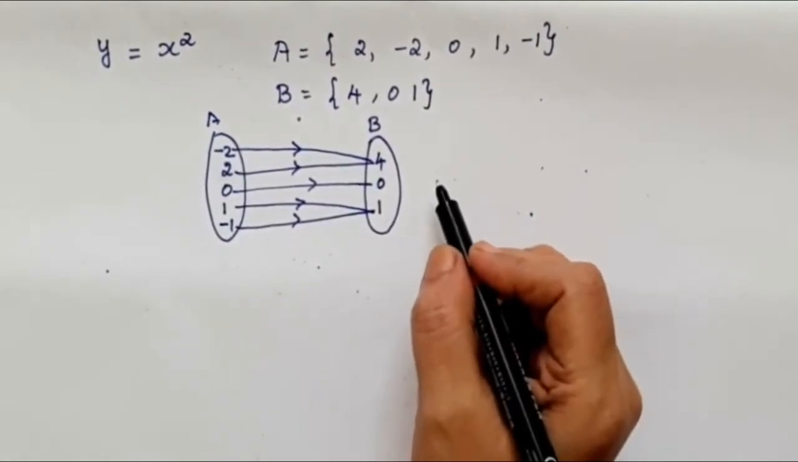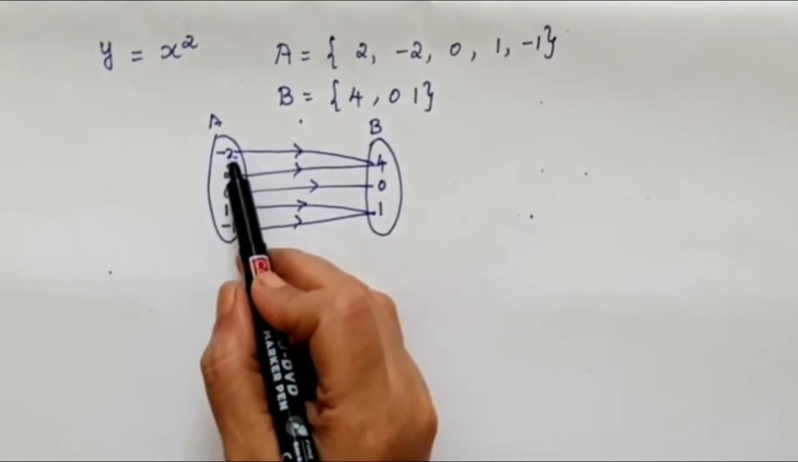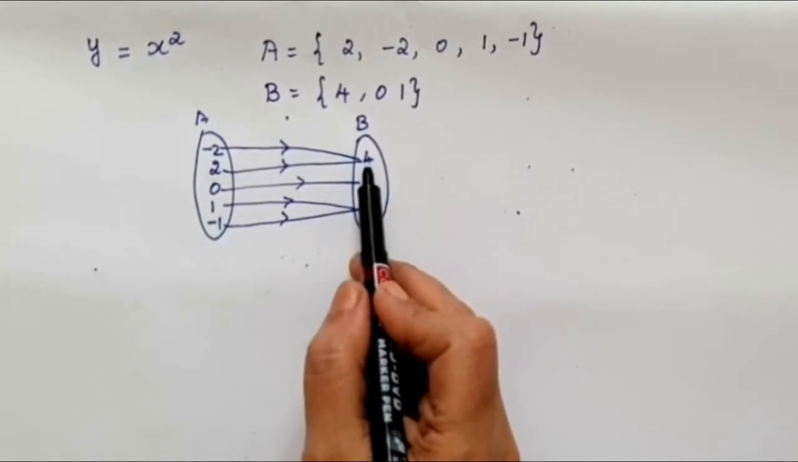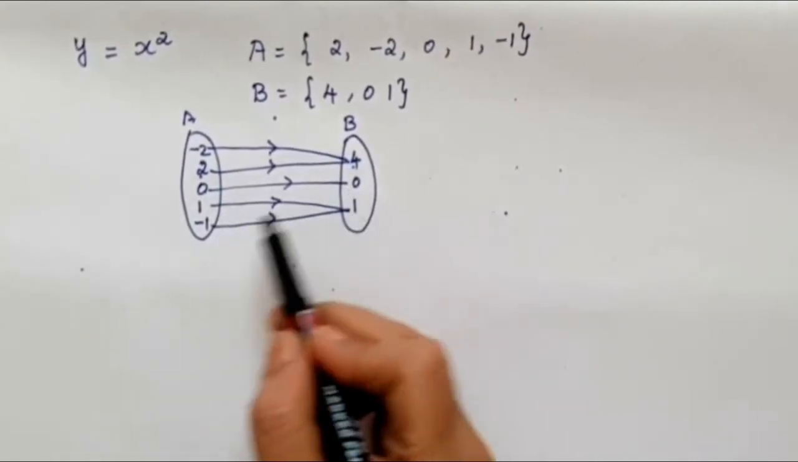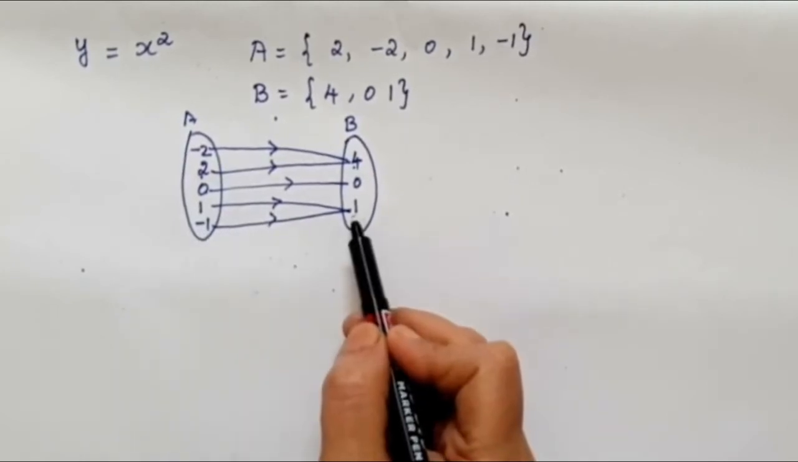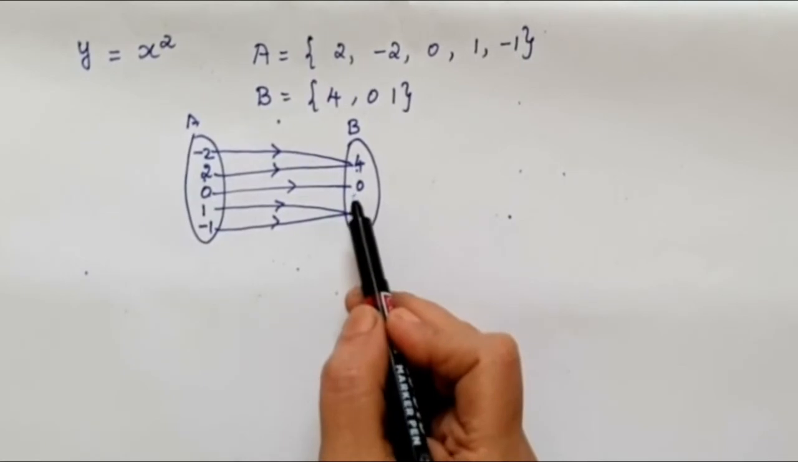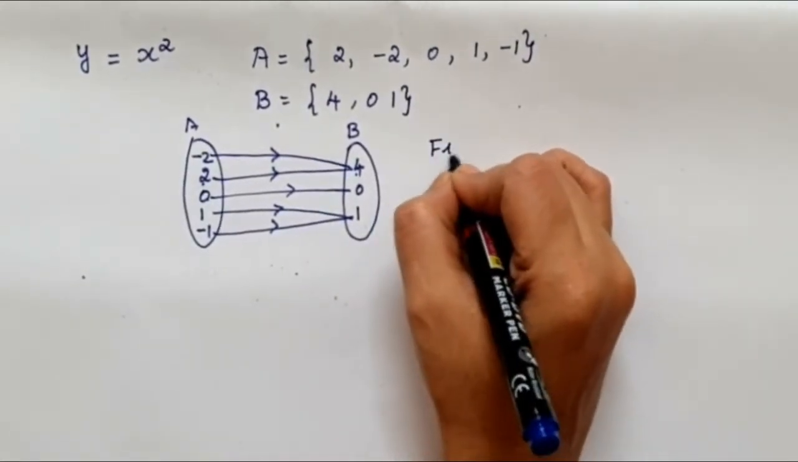Our first condition is it has to have one and only one image. For every element in A, it has to have one and only one image. So minus 2 has one image, which is a 4. 2 also has one image, which is a 4. This 0 has one image. So 1 and negative 1 also have only one image. So every element in A has only one image in B. So this is also a function.